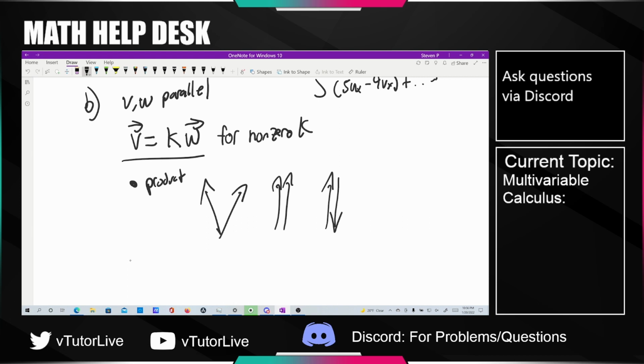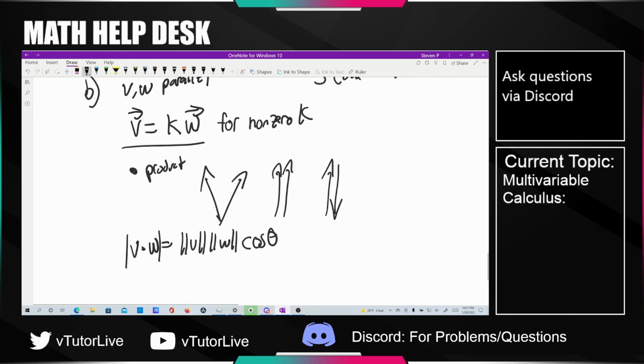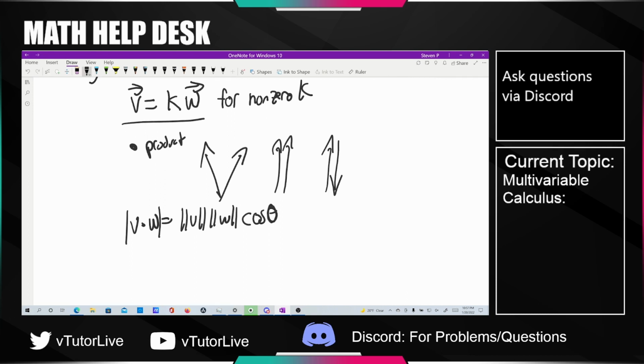Remember, what is V dot W? The magnitude is equal to the magnitude of V times the magnitude of W times cosine theta, right? Basically, this is saying this is equal when theta is equal to 0, which is the same thing as when cosine is equal to 1. And oh, look, this is a perfectly valid equation right here. This is what first came to mind for me. Basically, that the magnitude of V dot W is equal to the magnitude of V times the magnitude of W.